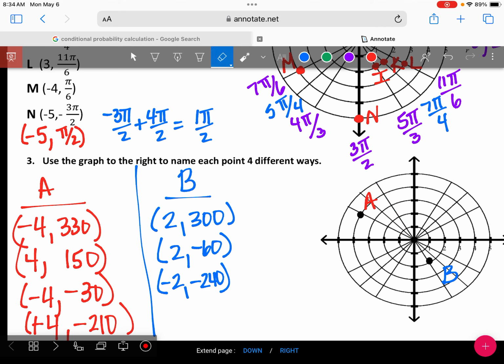All right, one more way. What'd you say, -2, who? 120. Let's see how that works. Okay, so first we got to find 120. So 120 would be right here, and -2. Yep, that works. Okay. So that's plotting polar points.